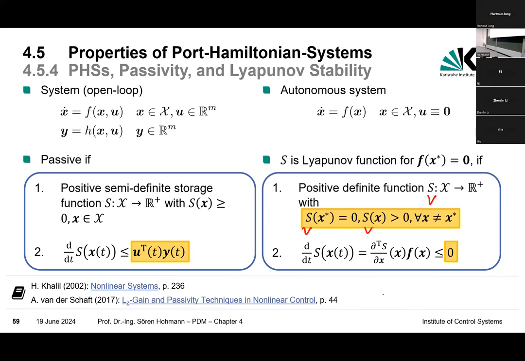So, on the other hand, what we have for Hamiltonian systems, on the left-hand side, we don't have just a system x dot is equal to f of x. No, we have a system x dot is equal to f of x and u. So we have inputs, important, and we have outputs. But there is a similar relation. First, again, we have a storage function, S, which in our case corresponds to H.